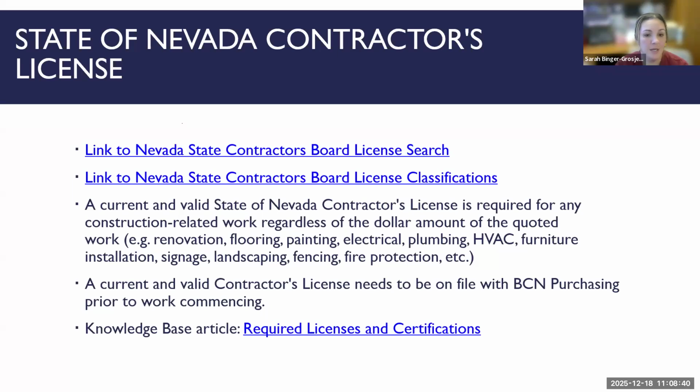stuff might require it. A good example would be any renovation work, flooring, painting, electrical, plumbing, HVAC, furniture installation where it's going to be screwed into the floor or wall, or cubicles that have electrical running through them, any signage, landscaping, fencing, fire protection services. Those all require a contractor's license. And we will verify that before we process a purchase order. It needs to be current and valid before work can commence. And again, that's not something that is our requirement. That is an NRS requirement. So we have to comply with that.